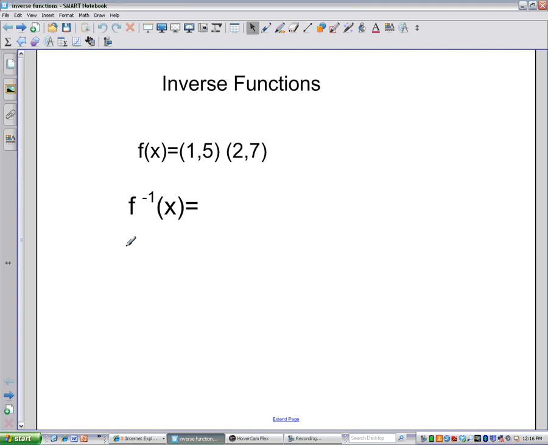Right, so let's go for it. Inverse functions. Let's try to make sense of them, see if we can work with them.